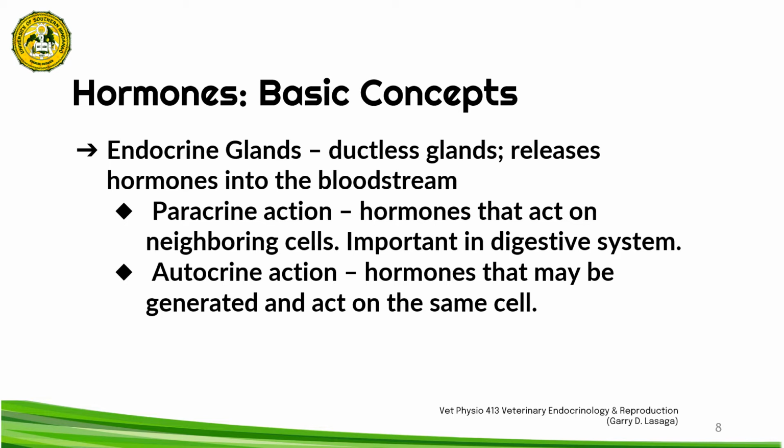Similarly, other hormones produced by the enteric endocrine system are synthesized and secreted by cells within the epithelium of the small intestine. Those enteric hormones act via paracrine action, meaning that they act on neighboring cells. Another is the autocrine action. These are hormones that may be generated and act on the same cell.